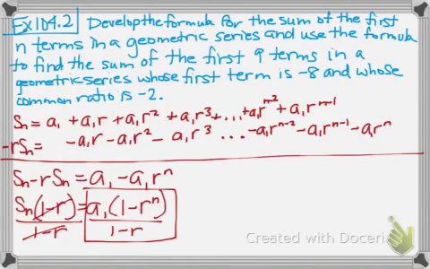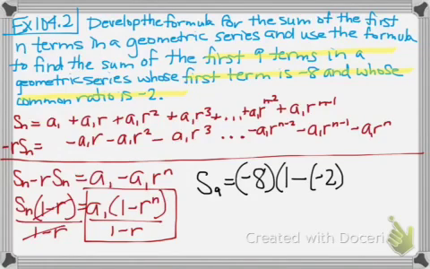So there's our formula. And now we're going to use the formula to find the sum of the first 9 terms in a geometric series whose first term is -8, whose common ratio is -2. So we know r is -2, a sub 1 is -8, and n is 9. So s sub 9 equals -8 times 1 minus -2 to the 9th power all over 1 minus -2. We're just plugging in.